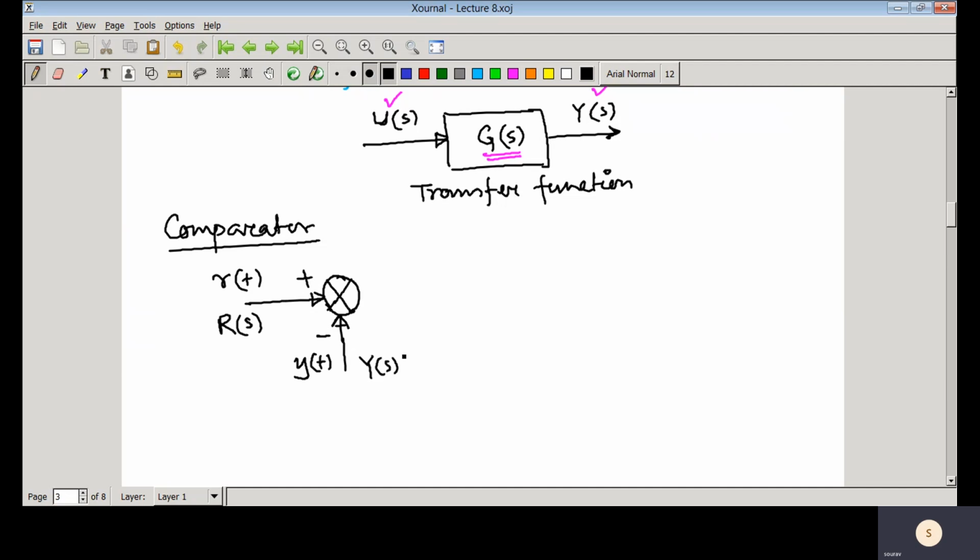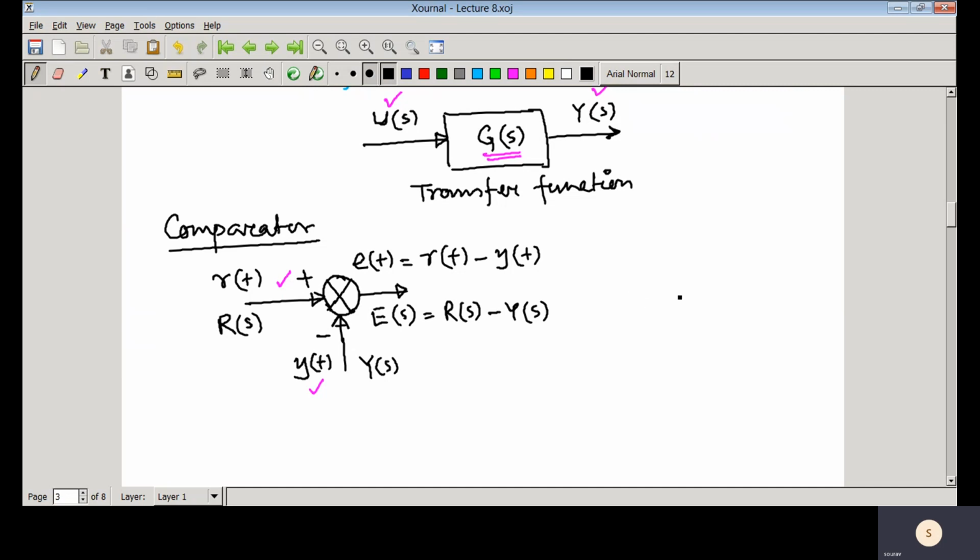Just now we have seen that if it is a nonlinear block or nonlinear control system, in that case we need to represent it in time domain. So this is that signal, and here you can see that R(t) is coming in with a plus and Y(t) you need to subtract from this R(t), so that E(t) equals R(t) minus Y(t). And in Laplace domain, E(s) equals R(s) minus Y(s). So this is the basic operation that takes place in a comparator.